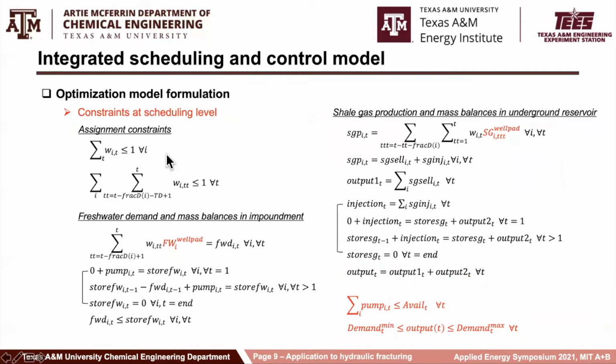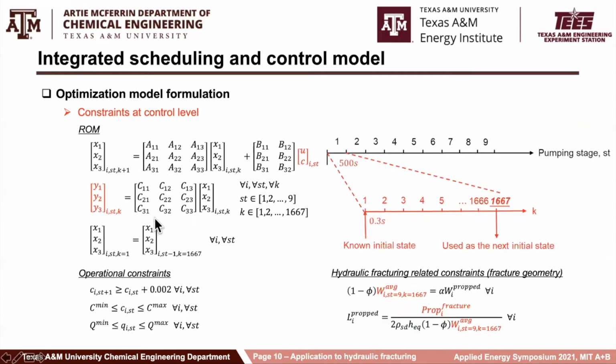Here is the list of detailed constraints used to formulate the integrated model. At the scheduling level, we have the assignment constraints and mass balance equations. The highlighted freshwater requirements and shale gas production are determined by the reduced order model as mentioned. Note that the availability of the freshwater is limited and the total shale gas production is restricted by the maximum and minimum demand, which are two of the underlying logics for the optimal solution.